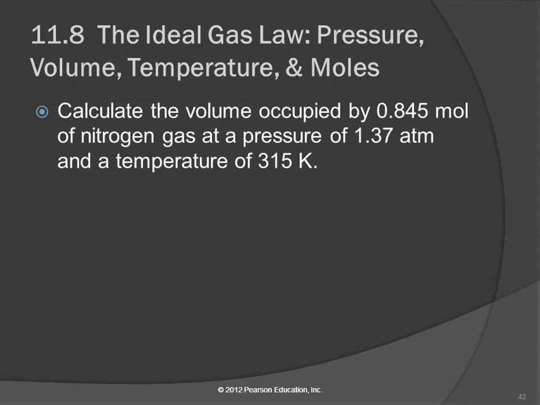Okay, we're going to do an example with the ideal gas law. Calculate the volume occupied by 0.845 moles of nitrogen gas at a pressure of 1.37 atmospheres and a temperature of 315 Kelvin.